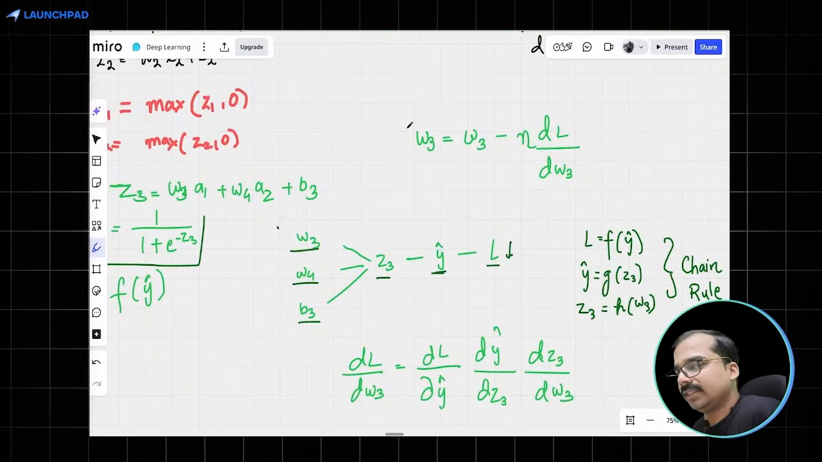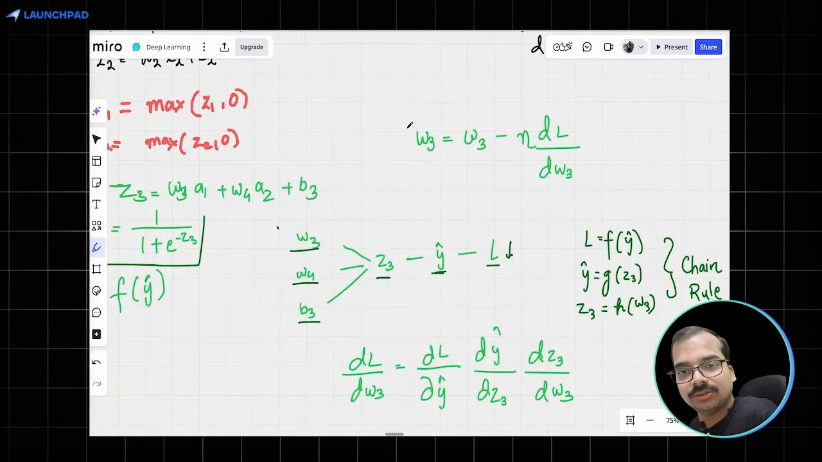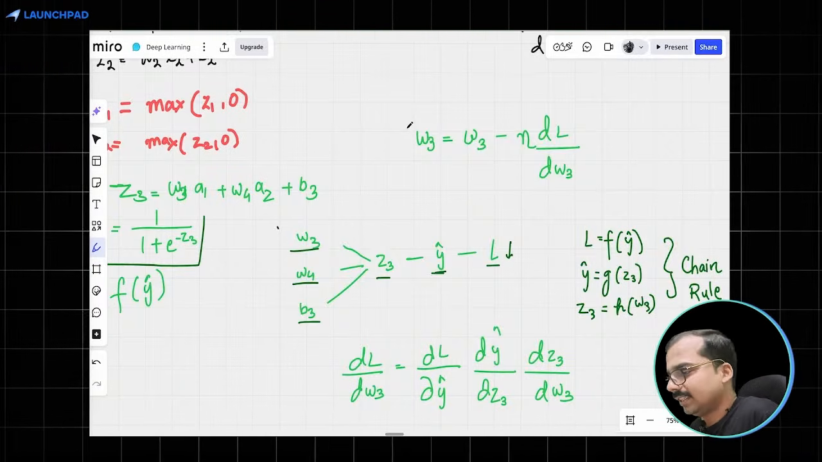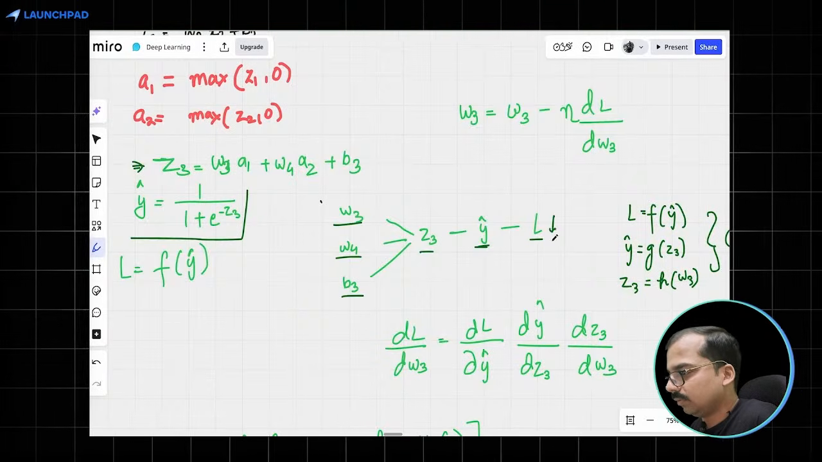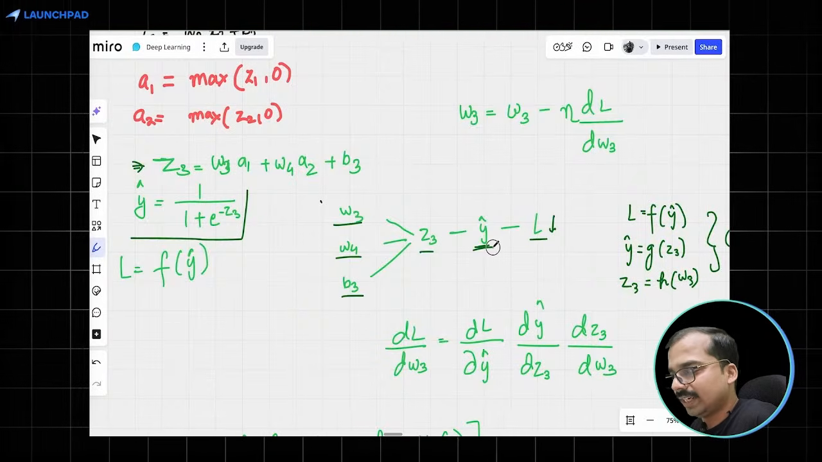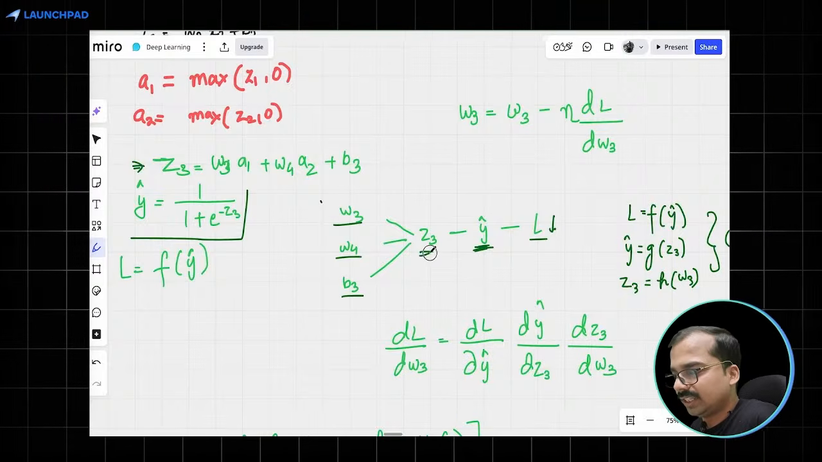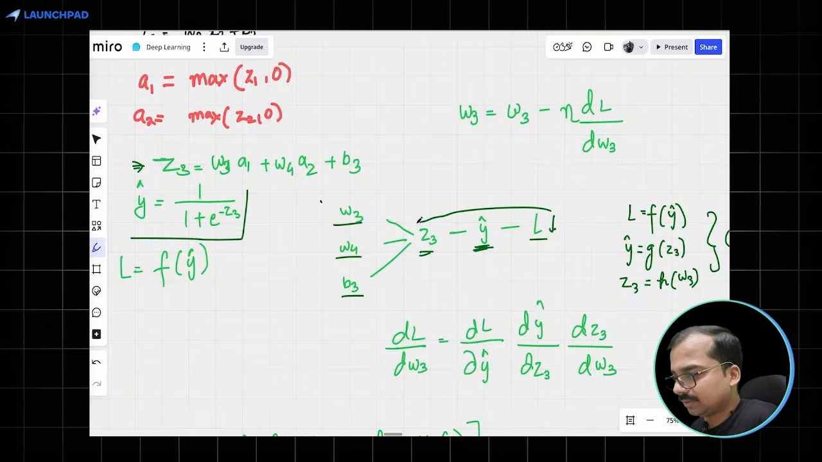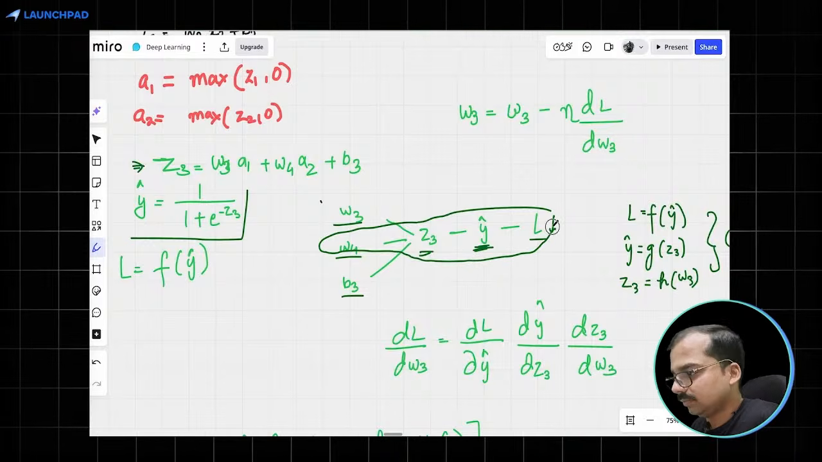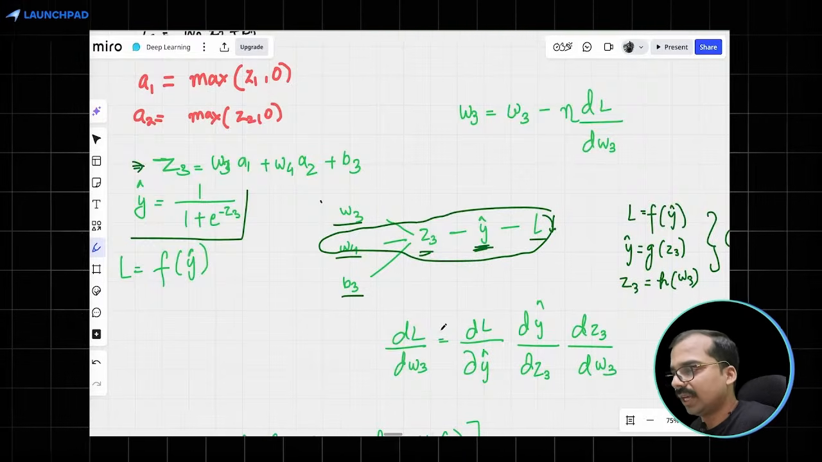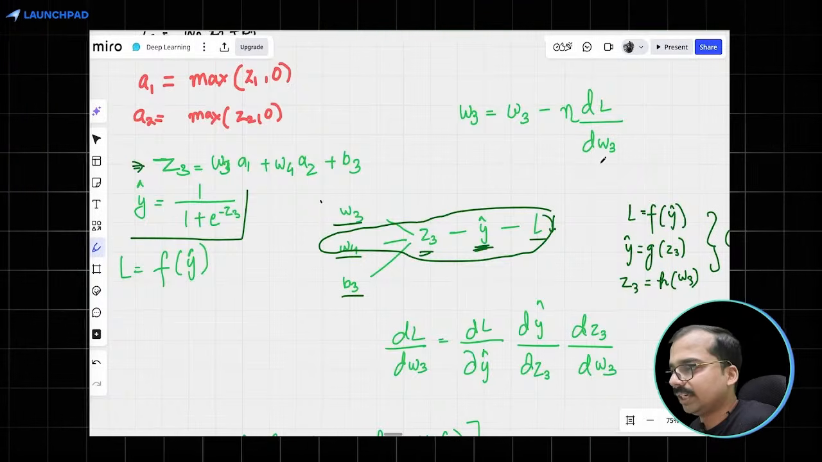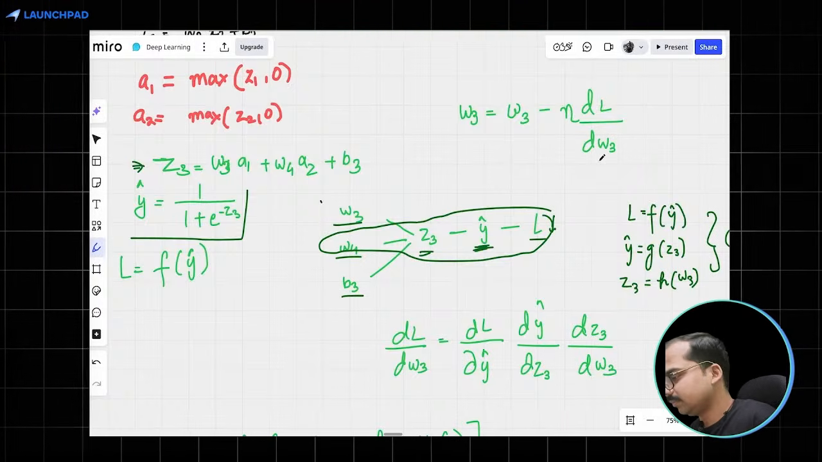Now, do you guys get why the chain rule is useful, right? Same thing we'll do for w4 also. So see, for w4 what we'll do is: loss is dependent on y hat, which is dependent on z3. We'll take this path. For b3 we'll take this path and we'll update the parameters. So once I get dL by dw3, everything is done, right?